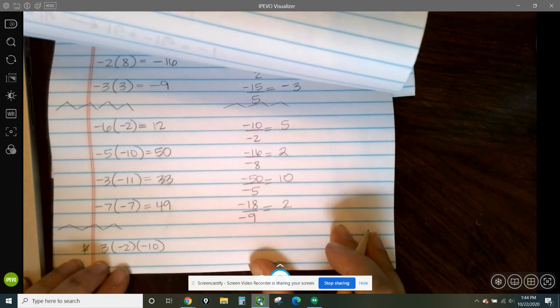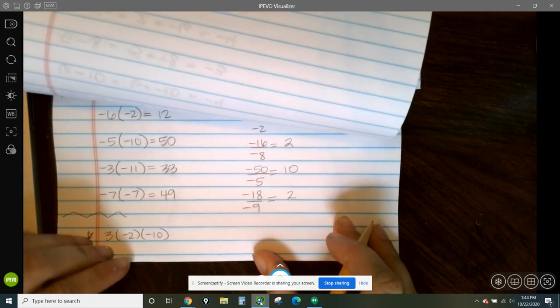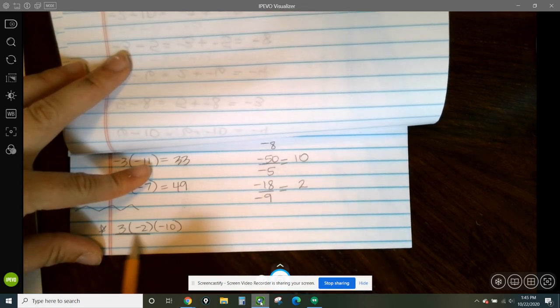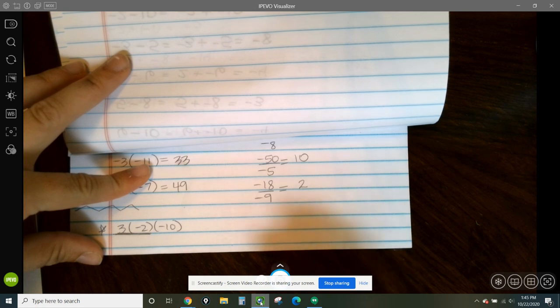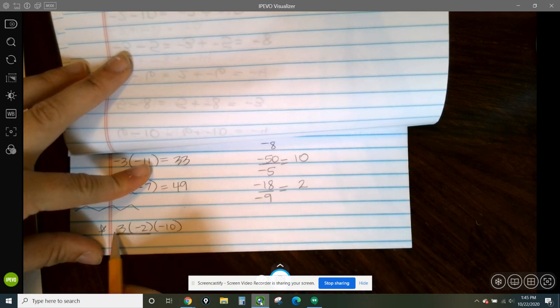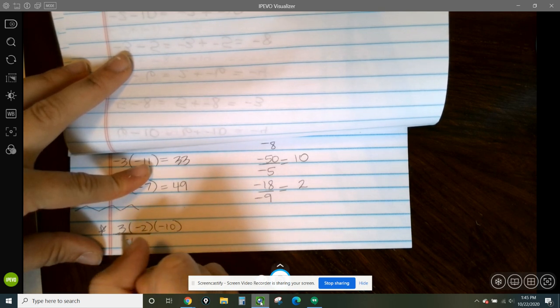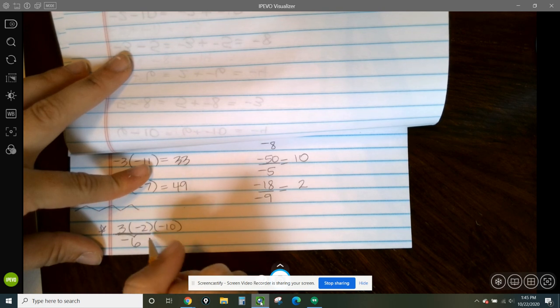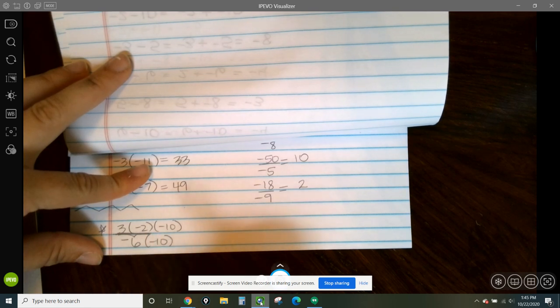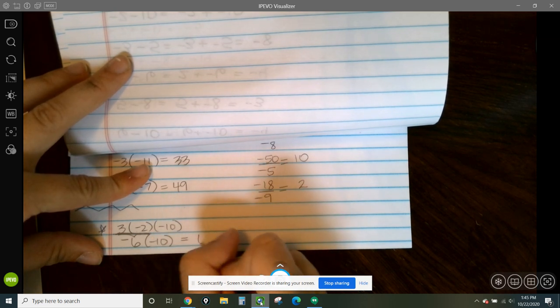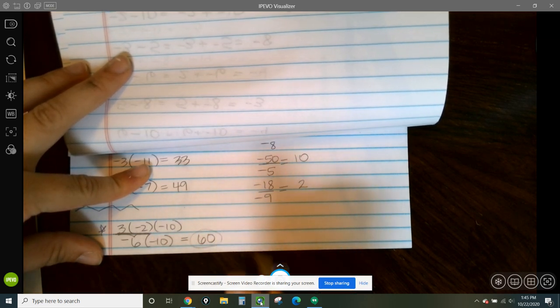One last one that's kind of tricky. What if there's 3 numbers? What you want to do is just start with the first 2 numbers right here, because you can only multiply 2 numbers at a time anyway. Since these signs are different, positive 3 times negative 2, I know my answer is going to be negative because the signs are different. 3 times 2 is 6. So this part is negative 6. I still need to multiply that times negative 10. So I have negative 6 times negative 10. Now my signs are the same, so my answer is going to be positive, and 6 times 10 is 60. So this whole thing comes out to be 60.